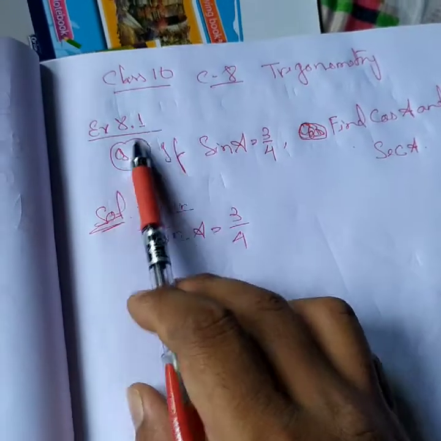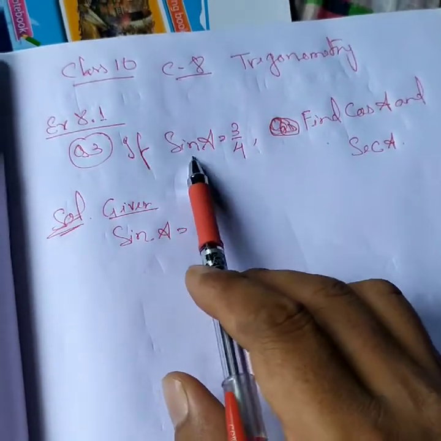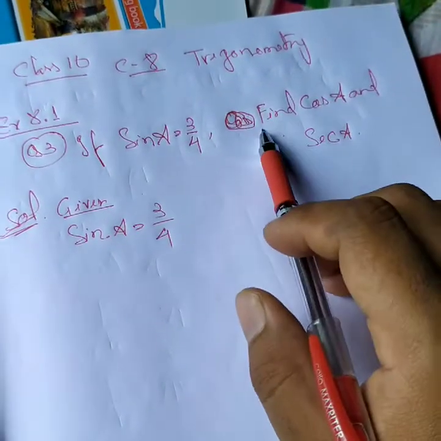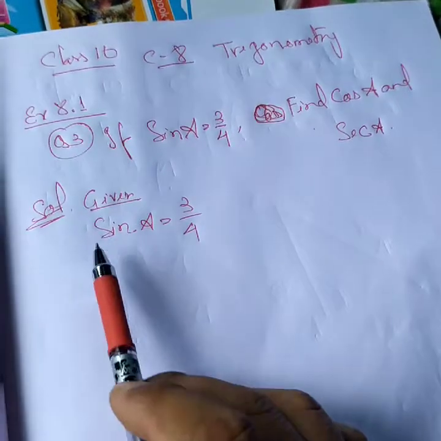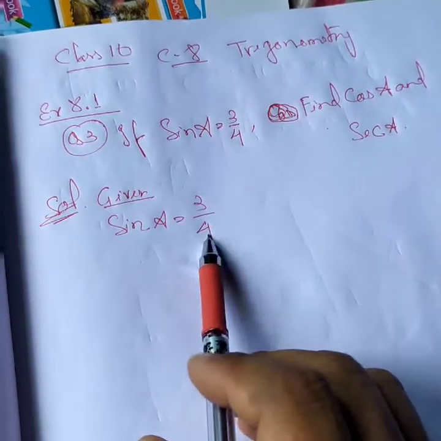Chapter 8, exercise 8.1, question number 3. Now what is given here? Sine A is 3 by 4. Find the value of cos A and sec A. So what is given here? Sine A is 3 by 4.